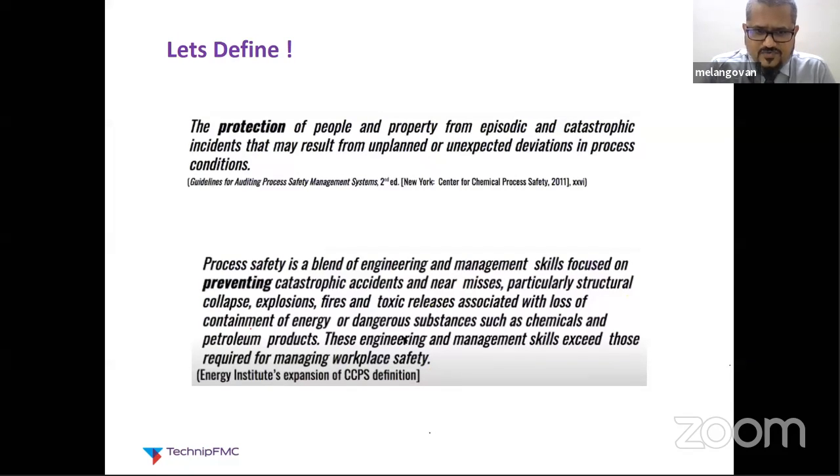particularly structural collapse, explosions, fires, and toxic releases associated with the loss of containment of energy or dangerous substances, such as chemicals and petroleum products. So the keyword here is the loss of containment of energy or dangerous substances. As process safety, we are looking into the areas of how to eliminate the loss of containment of dangerous substances. Dangerous means it may be flammable or toxic. As I say, it is also a loss of containment of energy.